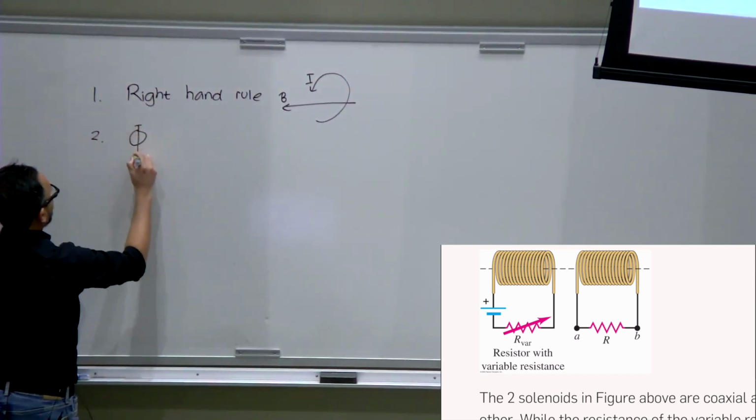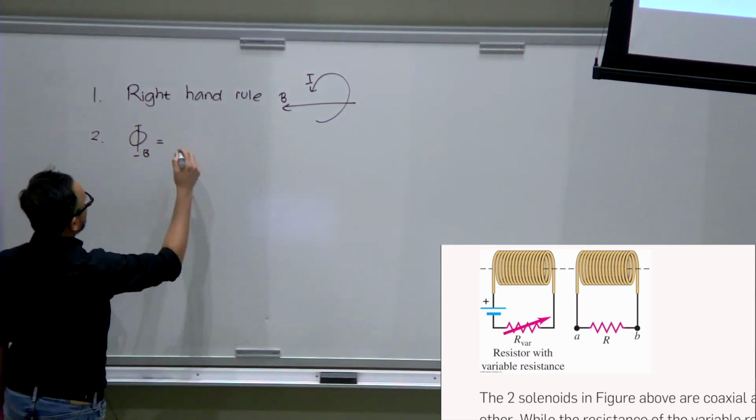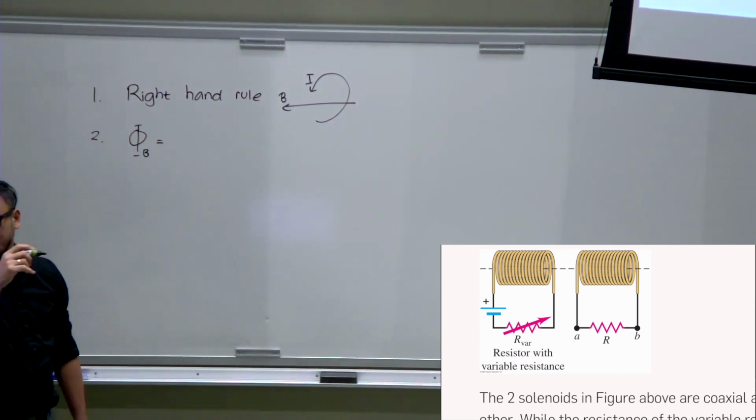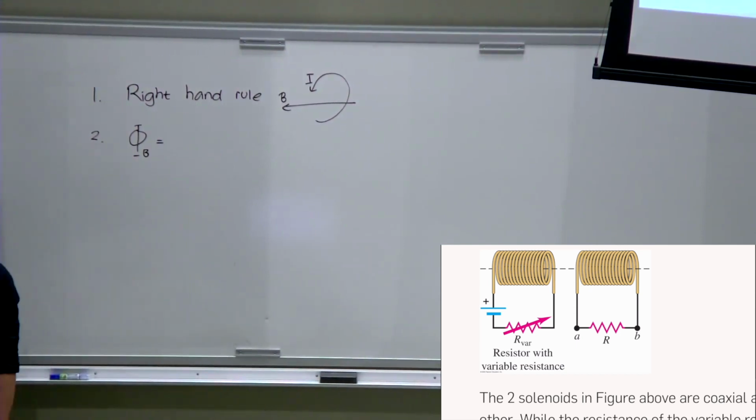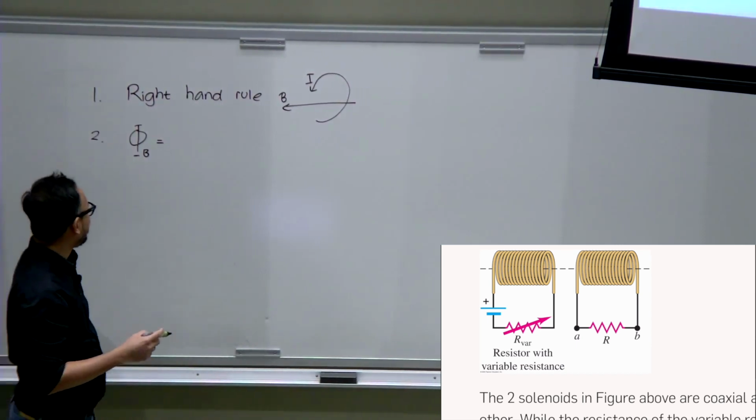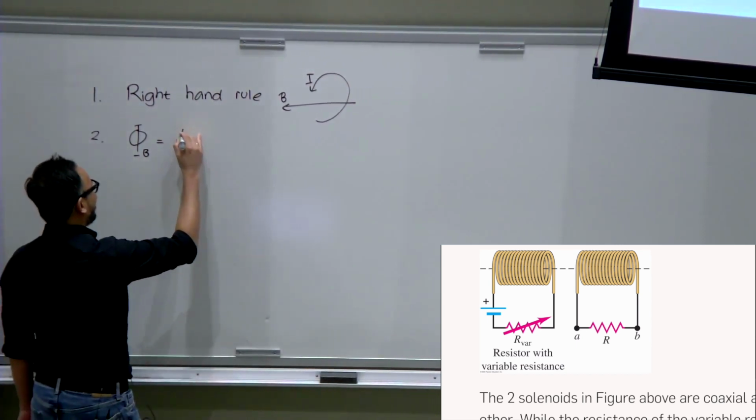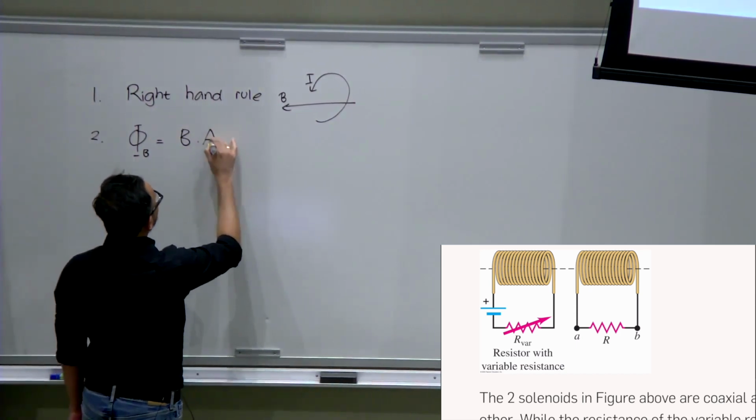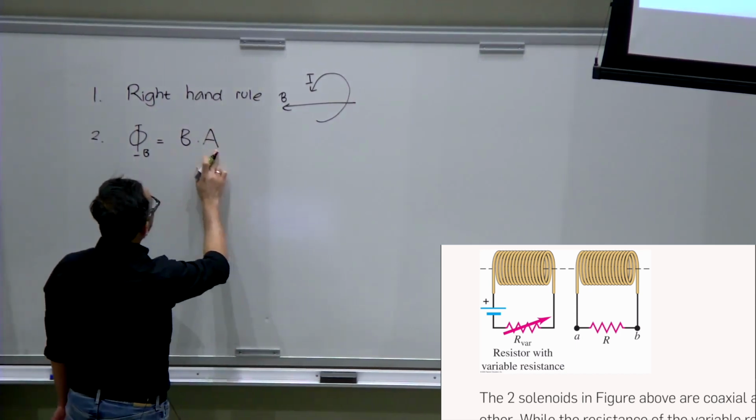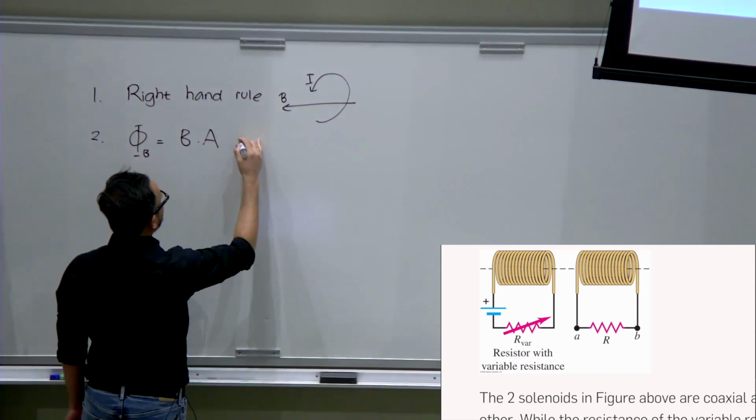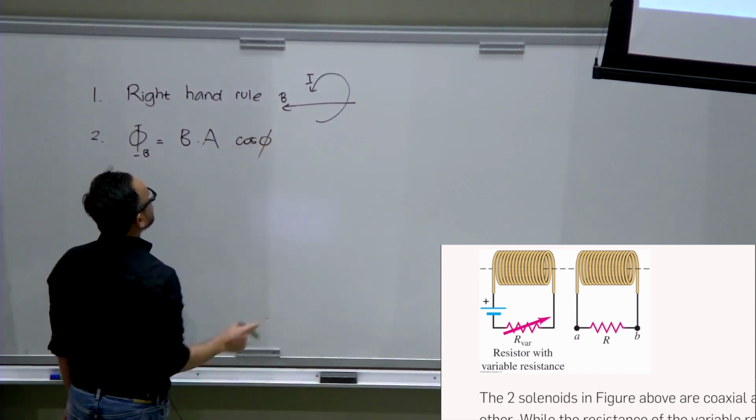What is flux? What is a magnetic flux? One of you. What is a magnetic flux? Mitchell. Is there Mitchell here? No? Just my imaginary. It's B times A, the magnetic field times area times cosine of the angle. Okay.